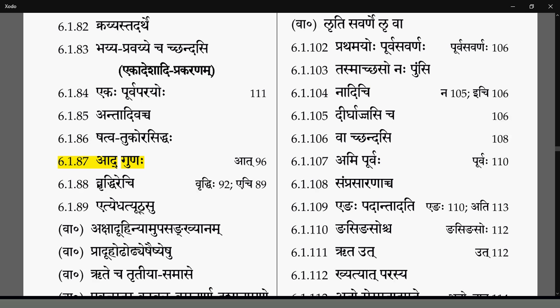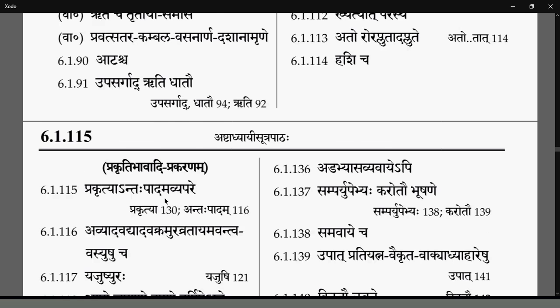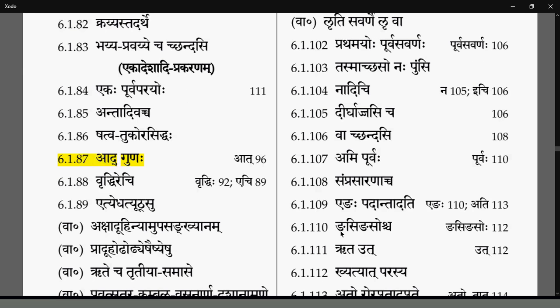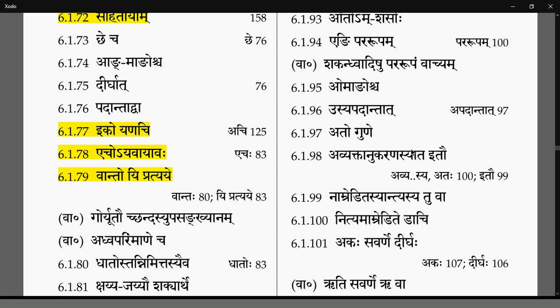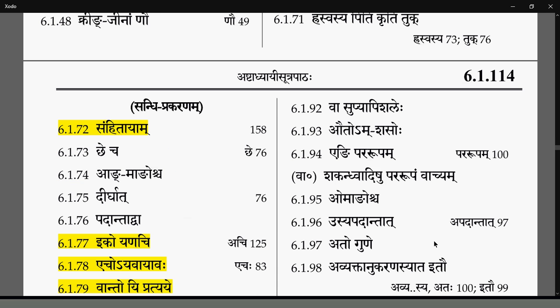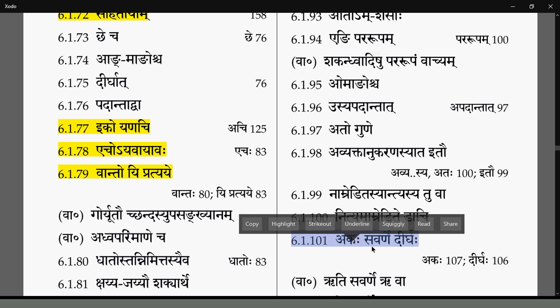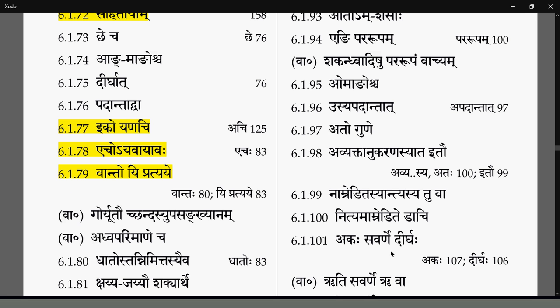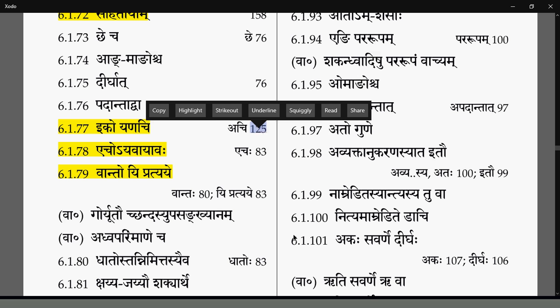Avarna, but there may be some other sutras which will counter that, oppose. Another sutra which opposes that will come further: akasavarne dirgha. So akasavarne dirgha, what we know as savarna dirgha sandhi, here also there is an anuvritti of achi. This achi goes till 125.